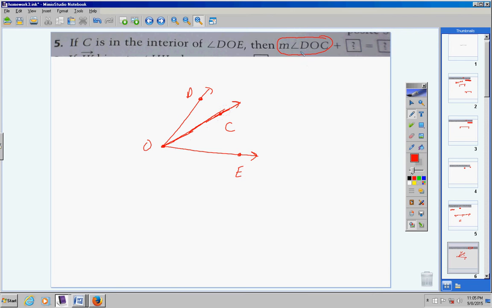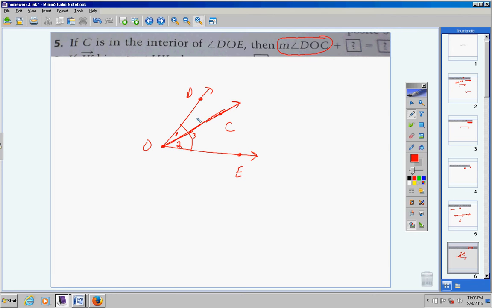Now look what it says. Angle DOC, this angle here, plus an angle, well, that's this angle here, guys, equals the entire angle right here. Come on, think. Let's give some numbers to these. Let's call this angle 1. Let's call this angle 2. And we'll call the entire angle, angle 3.